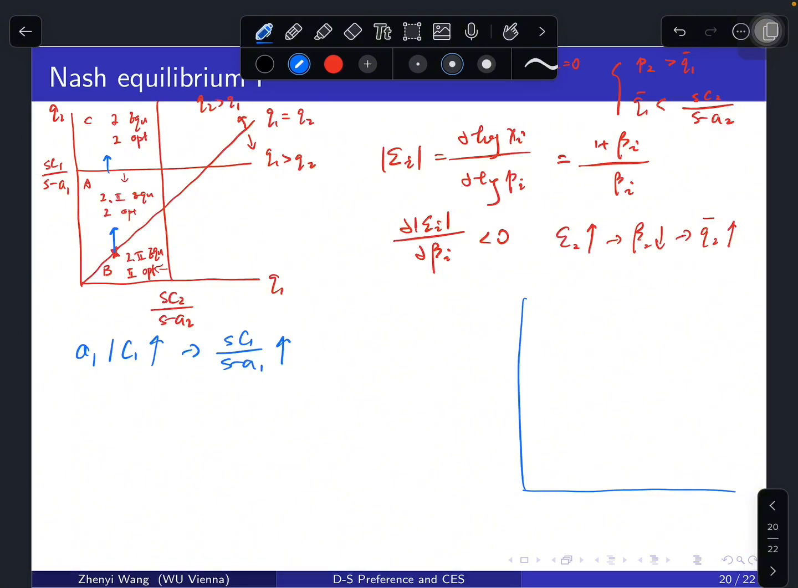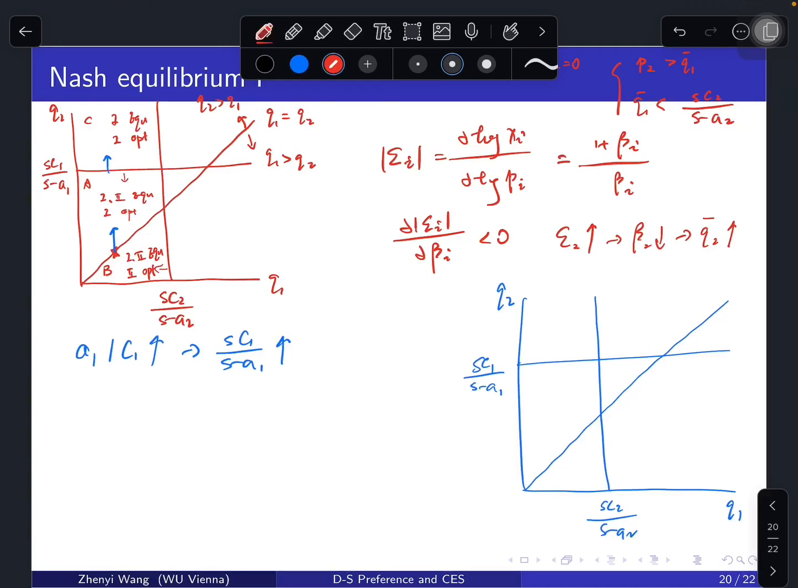Let's take the 45-degree line. Q1, Q2. Here is SC1 over S minus A1. Here is SC2 over S minus A2. Okay, this change will lead to an increase of this threshold level. Now we could say that the area of the region A increased and the area of the region Z increased.